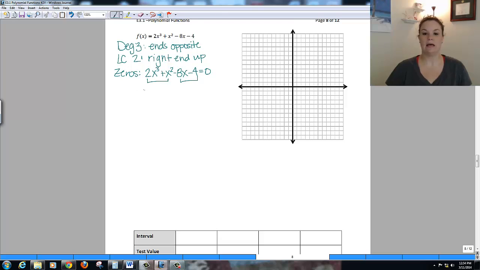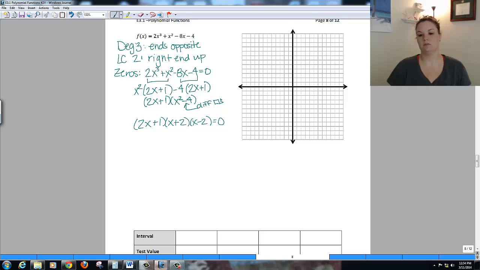So I'm going to group. Out of the first pairing, I can take out an x squared, which leaves me with 2x plus 1. And I can take out a -4 out of my second pairing, which leaves me with 2x plus 1. Now I'm going to take out that 2x plus 1, which is going to leave me with x squared minus 4. Okay, and then this one here is a difference of squares. So if it's a difference of squares, I can factor it into x plus 2 times x minus 2. And then I just solve each one. So this means that 2x plus 1 equals 0, x plus 2 equals 0, or x minus 2 equals 0.